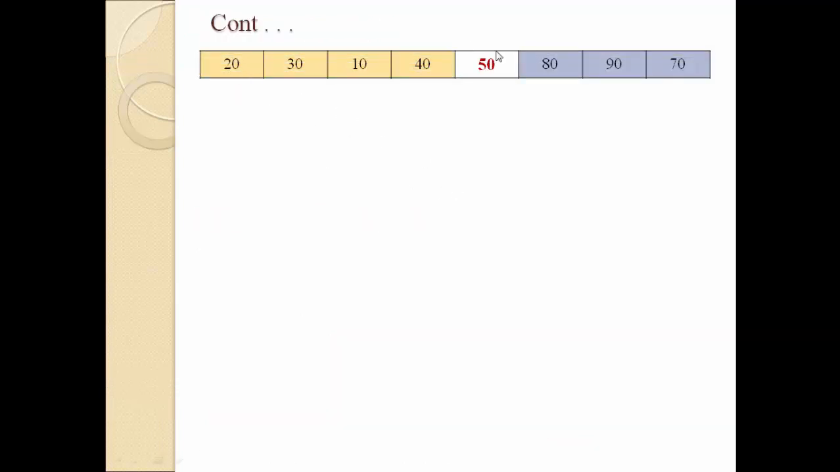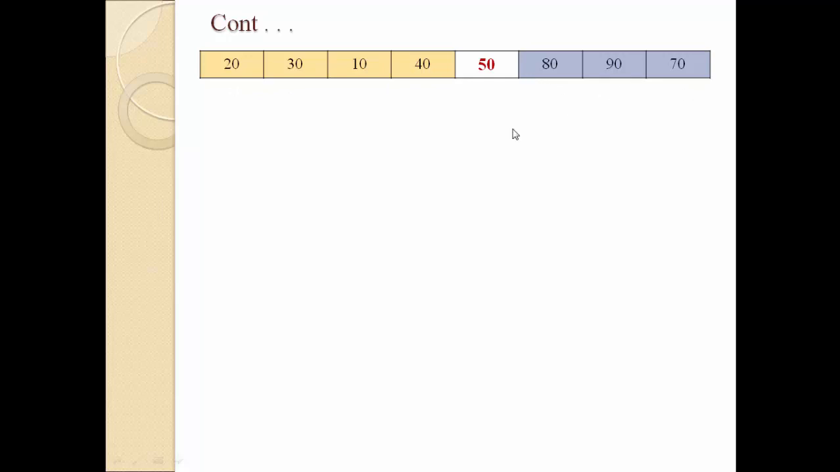20 will move here and 50 will move here. Now we can say our pivot element is on the correct position. This is the correct position for the pivot element, and we are getting two parts: the first part in the left, and the second part in the right.